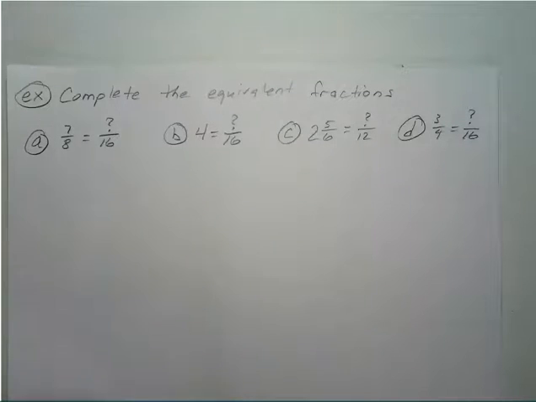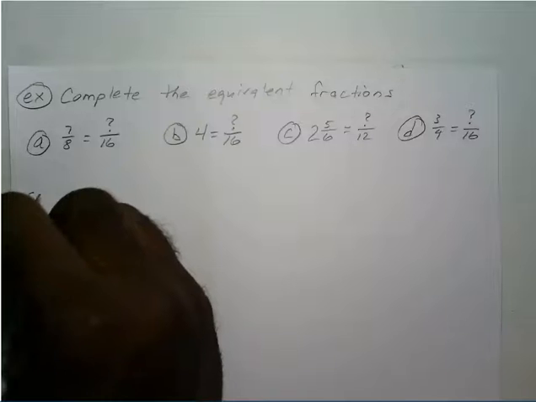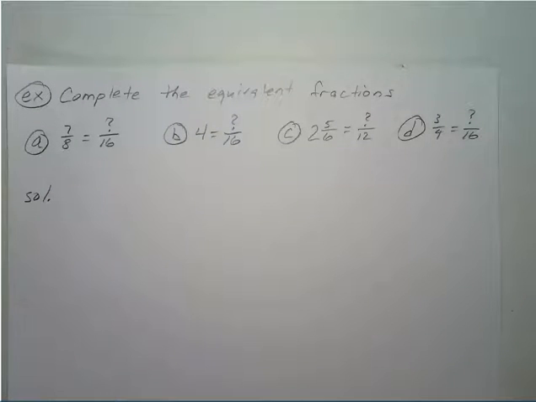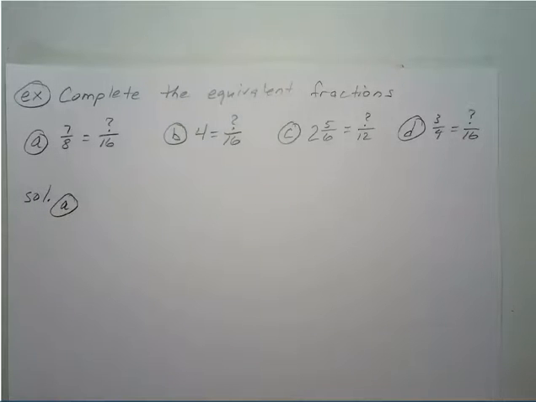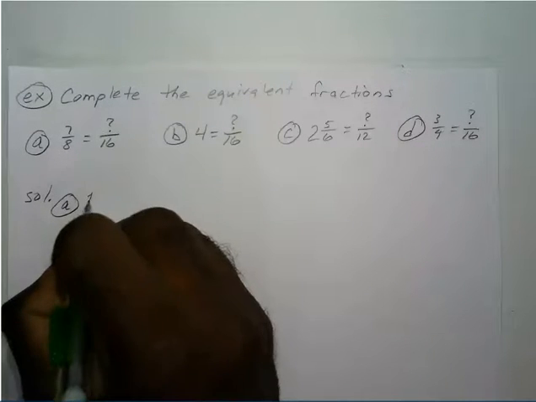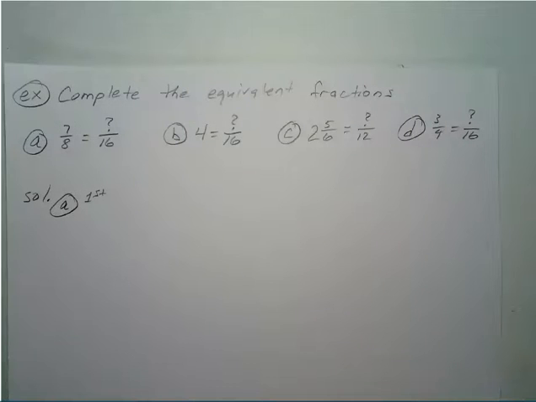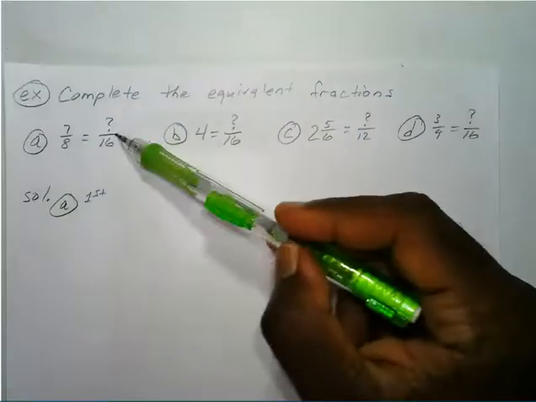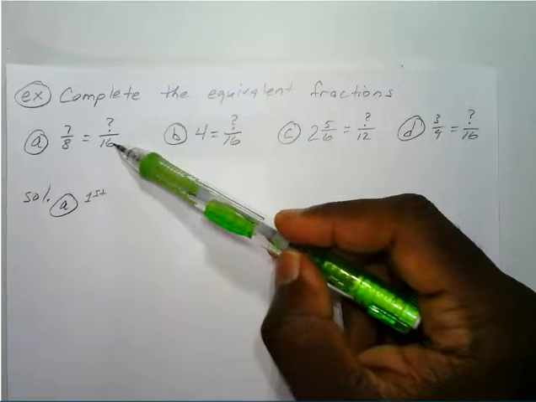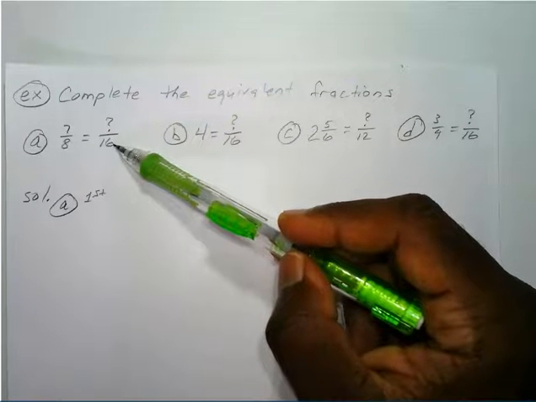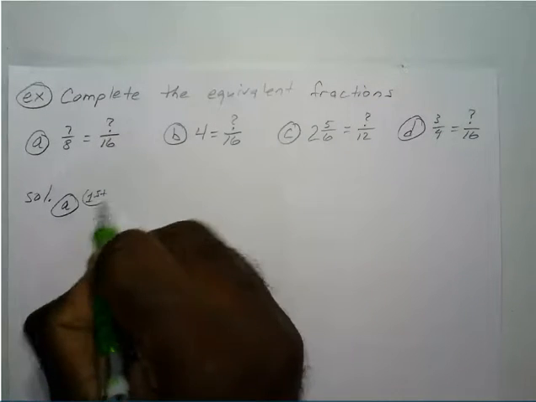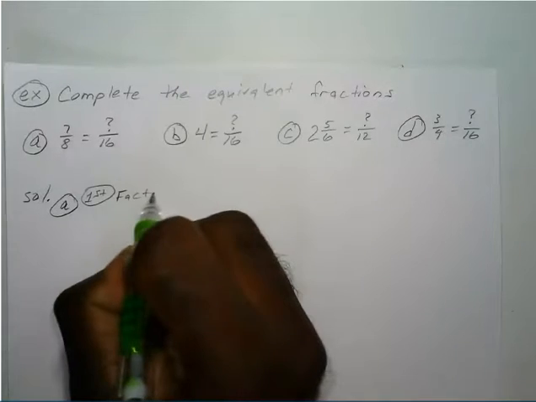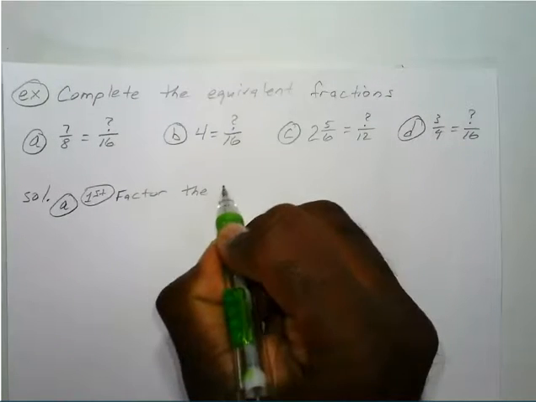All right, so I'm going to show you step by step how to solve each one of those. Okay, so we'll start with problem A. The first thing you want to do, you want to factor the denominator with the unknown. So this is your unknown. You're going to factor this denominator so that you have at least one of your factors match this one.